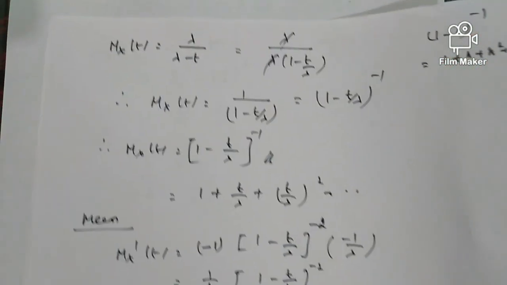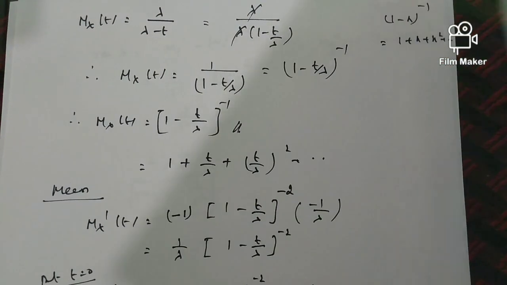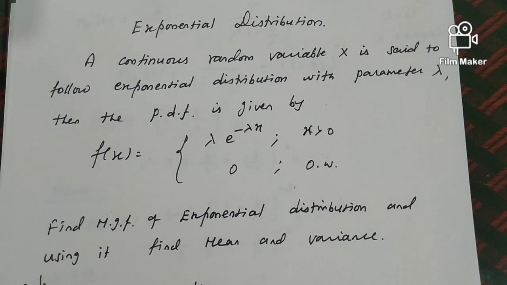So up to this, the distribution properties, all that is over. Next we are going for the bivariate distributions.